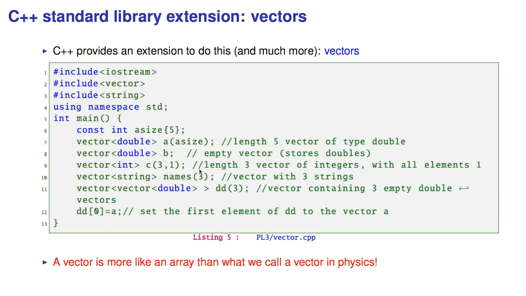Now it's very important to understand a vector is much more like an array than what you call a vector in physics. So don't think it does exactly what a vector does. It doesn't know anything about normal vector algebra to that extent. I mean, there are other libraries that do more of that.